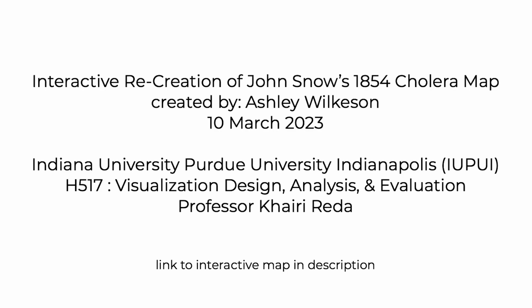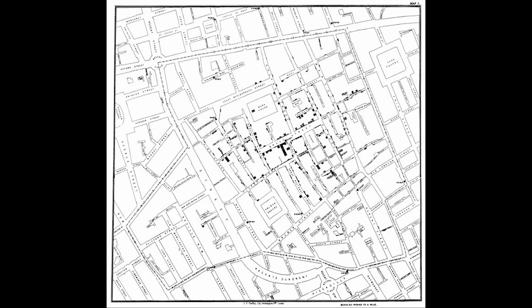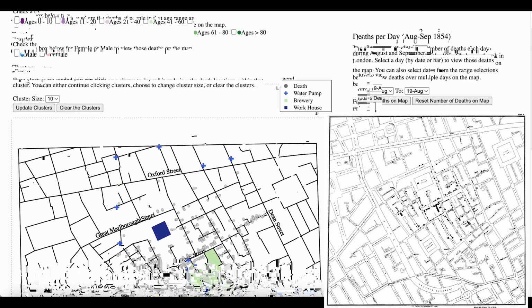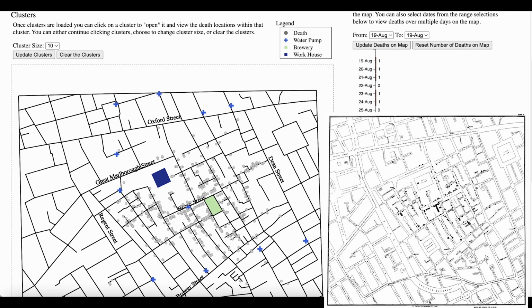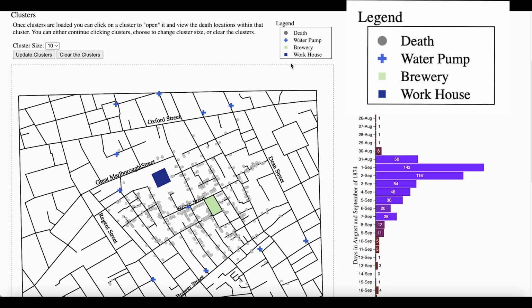This is going to be a recreation of John Snow's 1854 cholera map shown here. As you can see how the map compares to the interactive one shown. On the interactive one, there is a legend, so the user can easily tell the difference between a death, a water pump, and easily identify where the brewery and workhouse are.